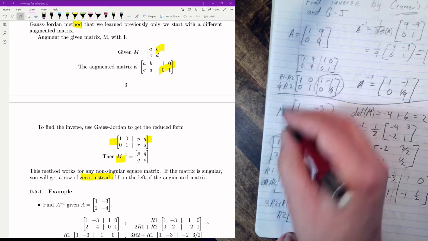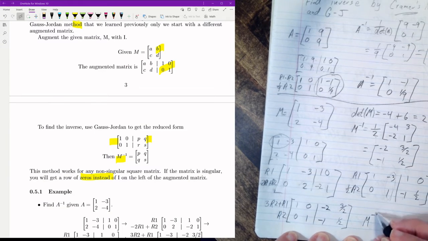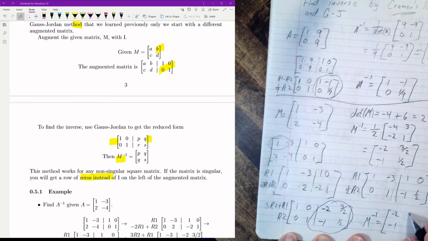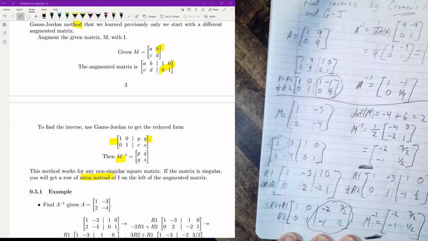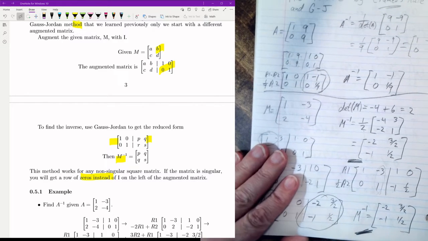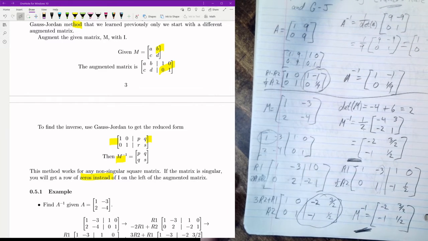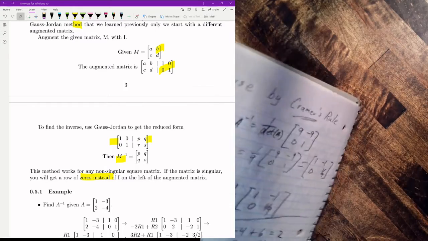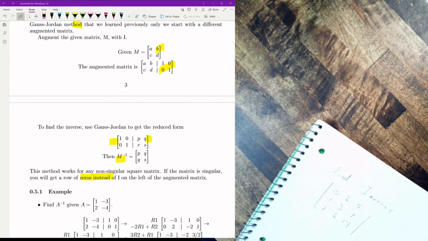Which gives us, this is M, so M inverse is equal to this part. So that equals minus 2, minus 1, 3 halves, and 1/2. And we'll notice that this and this are the same. So we're doing something correct. So we know that using Cramer's rule and Gauss-Jordan gives us the same result.